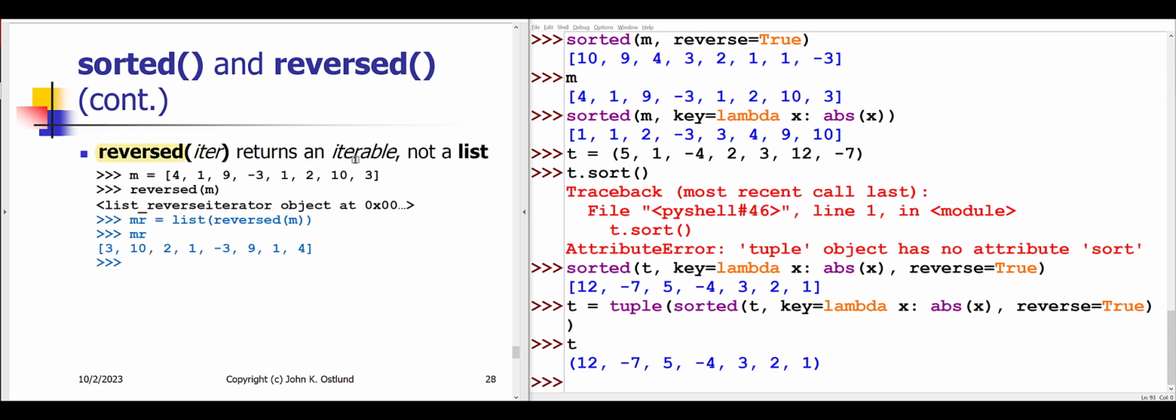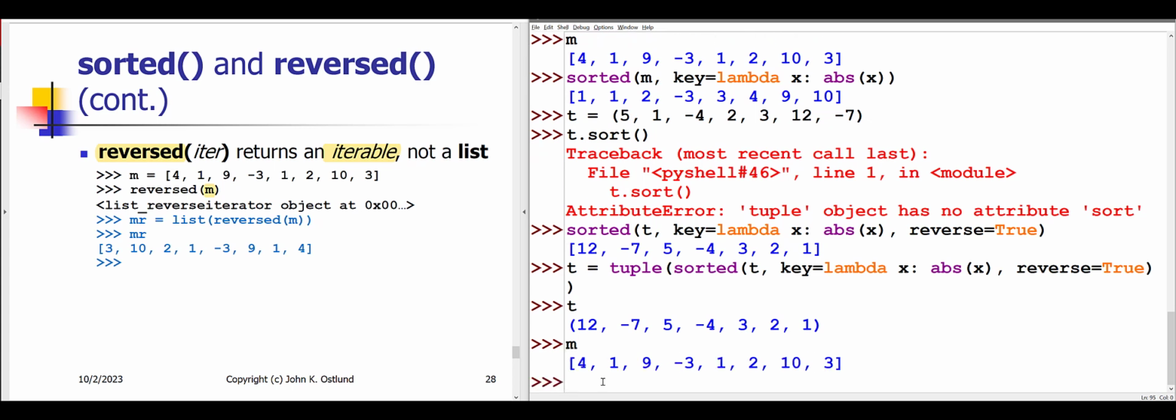Reversed does not return a list. It returns a general iterable on the values in some argument iterable in reverse order. So if I have M still containing its original stuff, and I ask for reversed M, this is not going to look too useful.